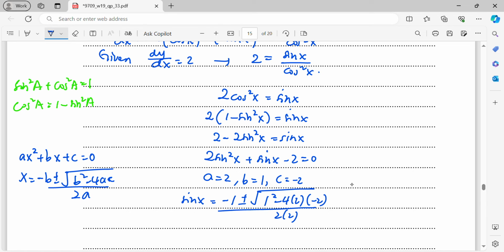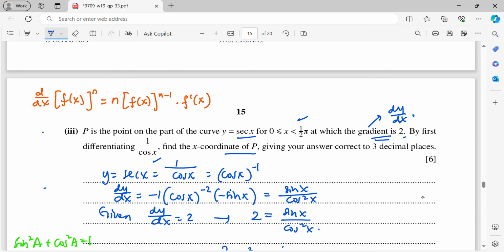Then from here, you will be getting 0.7808 for the first value, and the next value is negative 1.2808. Okay, now here I get 2 sine x, but the question is asking for the x coordinate for P. Only one x. That means it is restricted to this interval. So the x is defined for 0 to half pi.